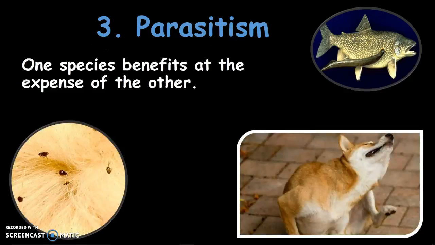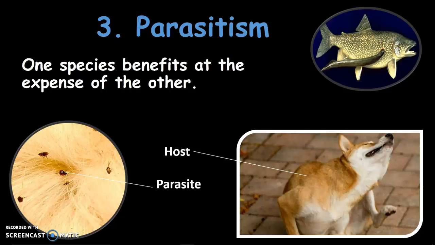So let's take a look at parasitism first. This is interaction number three. In parasitism, one species is going to benefit at the expense of the other one. So one species benefits, the other one suffers. In this bottom example, we have a dog who has an infestation of fleas. And in parasitism, we have to be able to identify these two types of organisms. One's the parasite, number two is the host. The parasite is always going to be the one that benefits, and in this case, it's going to be the flea.